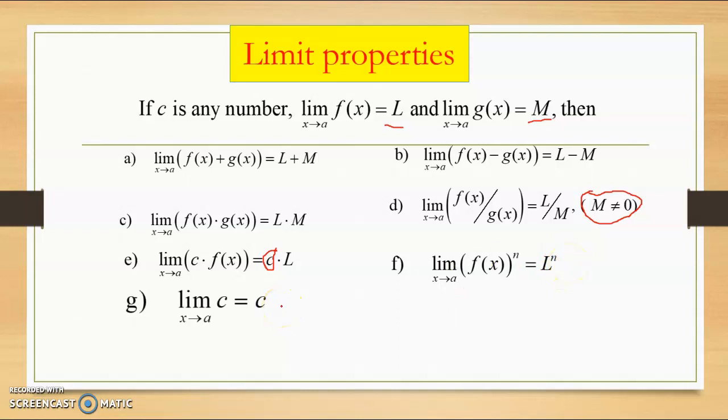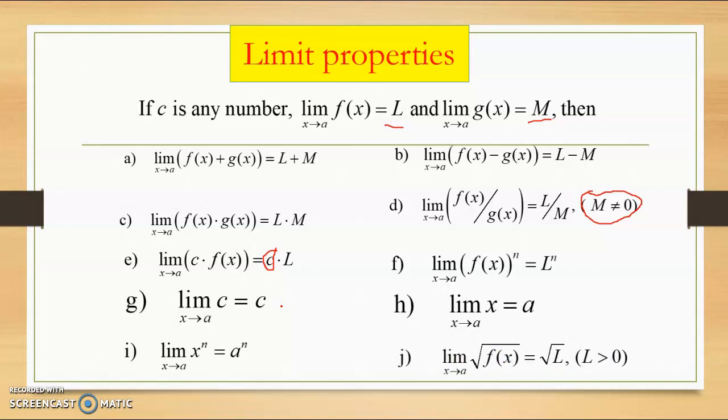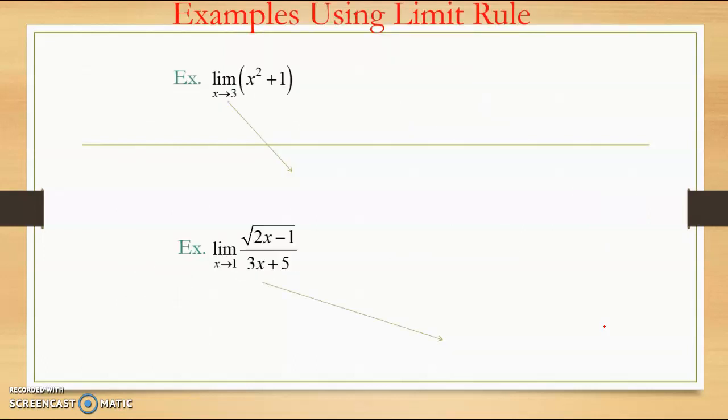Next, the constant: I already explained to you what happens with a constant value. Then the limit of x as x goes to a is a. The power function is x to the power of n, and the last one is the square root function. It's the same as the power function: we can take the limit inside the square root, and the answer is the square root of L. There is only one restriction you have to know: L must be greater than 0. When it comes to square root, we can always apply a positive value inside the square root.